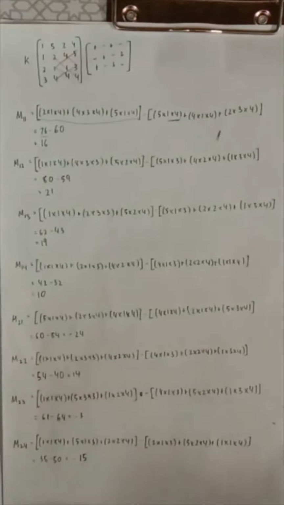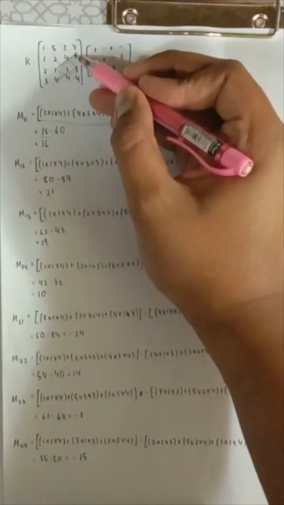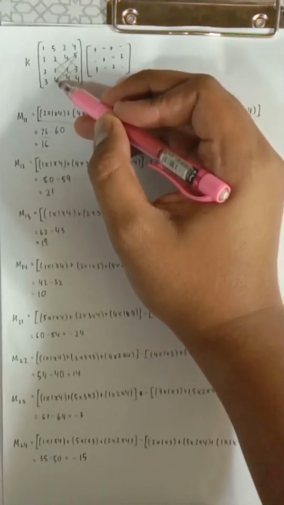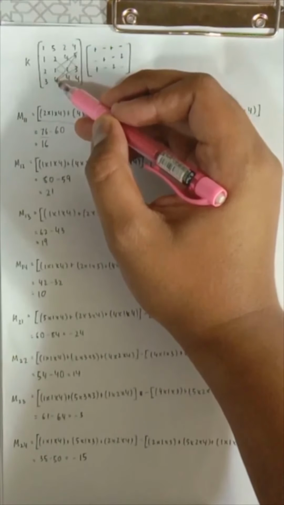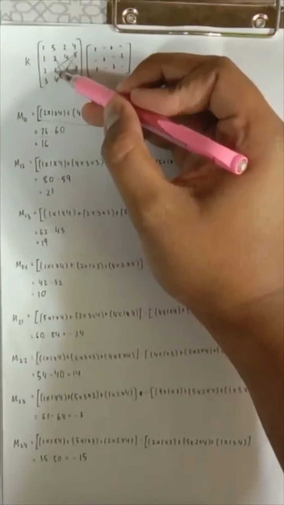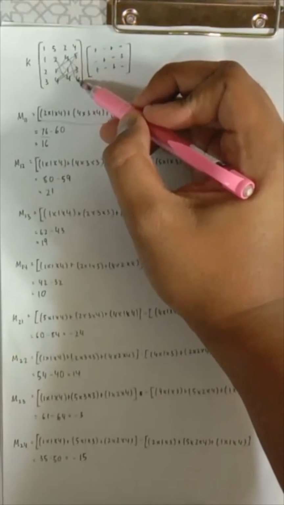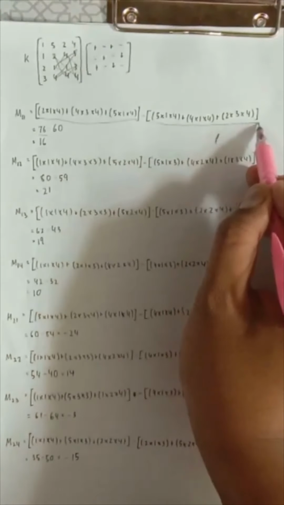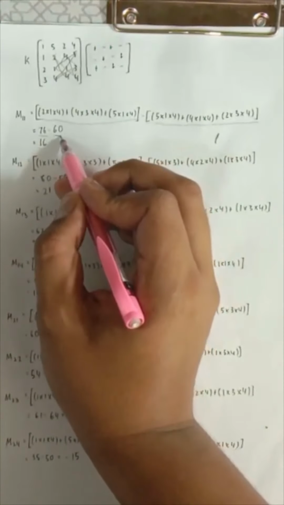After that, we have minus the total of another set of numbers, which is the multiplication of these 3 numbers, 5, 1 and 4, plus the multiplication of these 3 numbers, 2, 4 and 3, and plus the multiplication of these 3 numbers, which is 1, 4 and 4, and we will get 60.